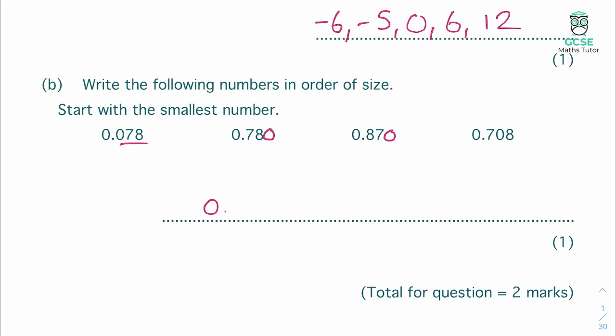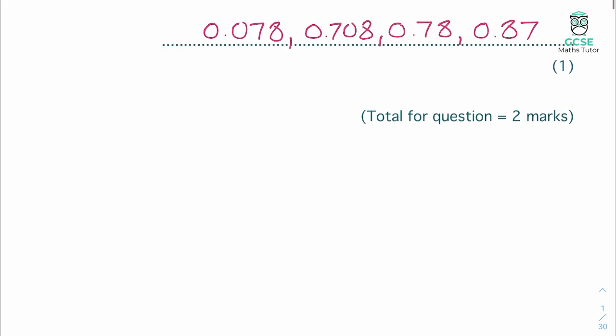So 0.078. Then we have 0.708, so 0.708. Then we have 0.780, so 0.78. And then we have 0.870, so 0.87. And there we go, and just notice I wrote those original decimals back in that position there when ordering them. So there we go, that's ordering some decimals.